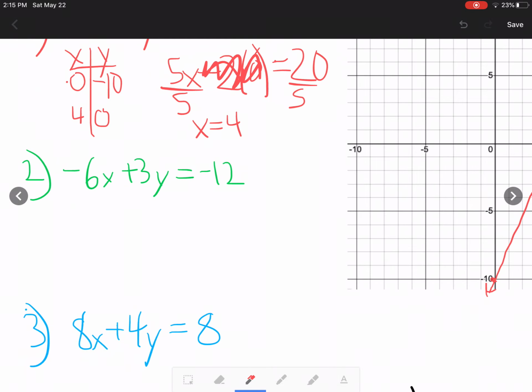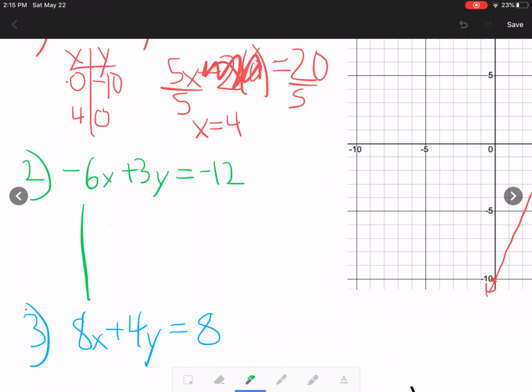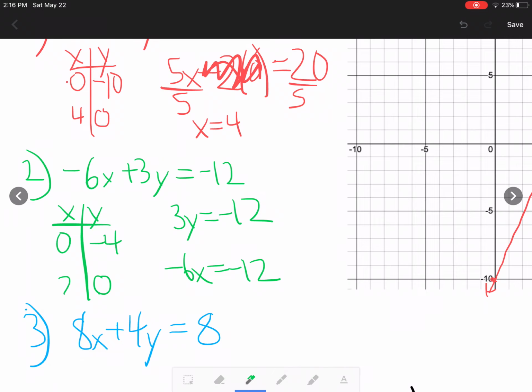All right, now let's do some slightly different examples, and let's see if we can maybe pick up the pace a little bit here. So again, first step is we're going to make an XY table, 0, 0, in two different rows. And so when x is 0, this whole 6x part goes away. So I'm essentially looking at 3y is equal to negative 12. Divide both sides by 3, y equals negative 4. And then when I let y equal 0, I have negative 6x equals negative 12. So x would be 2.